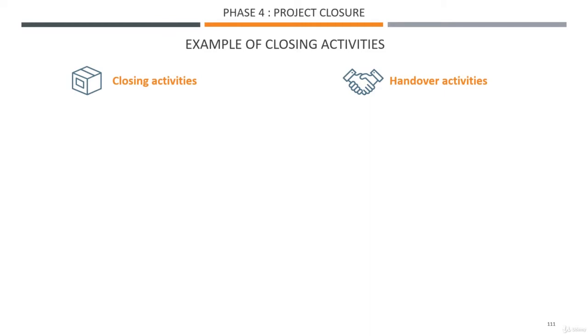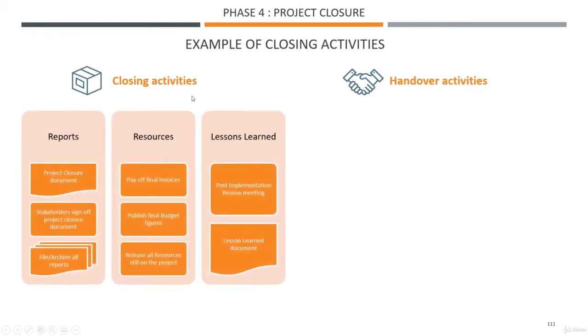Example of closing activities. We have several categories. I've tried and put that into categories: reports, resources, and lessons learned. For reports, the key document here is a project closure document. That's the project manager's role, to put this document together. That will encompass all the closure activities. Part of this document would have a stakeholder sign-off.